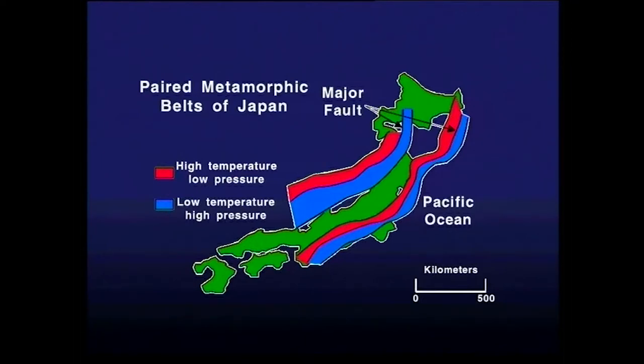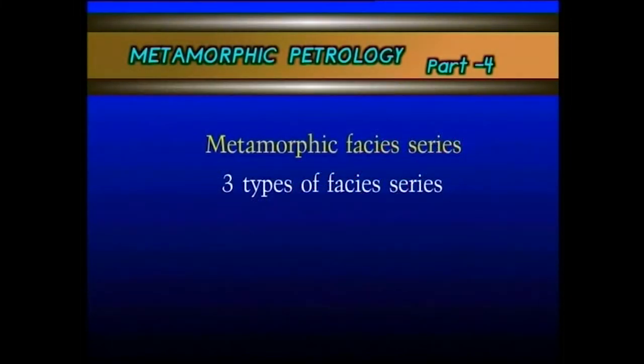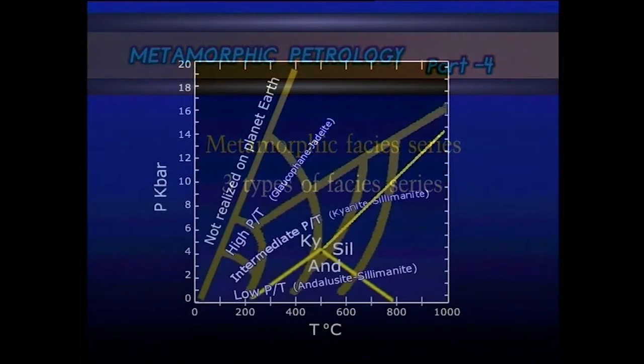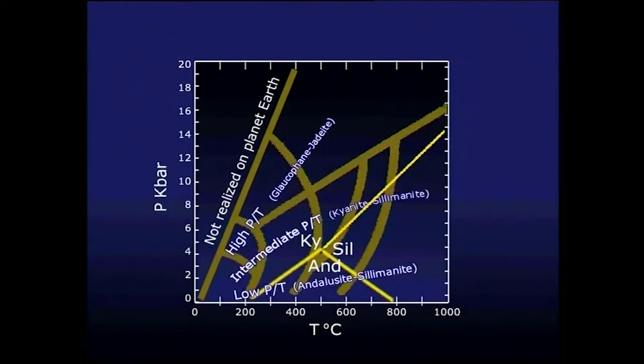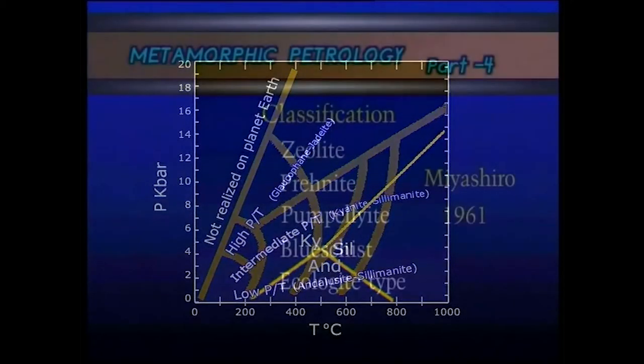Miyashiro originally recognized three types of facies series. Now look at the screen and see the diagram, particularly for the facies with respect to pressure and temperature, and the classification given by Miyashiro in 1961. As per the diagrams, Miyashiro originally recognized three different facies series.